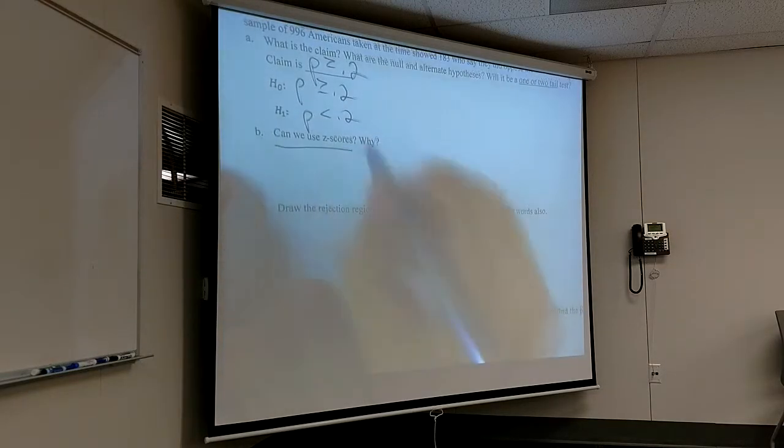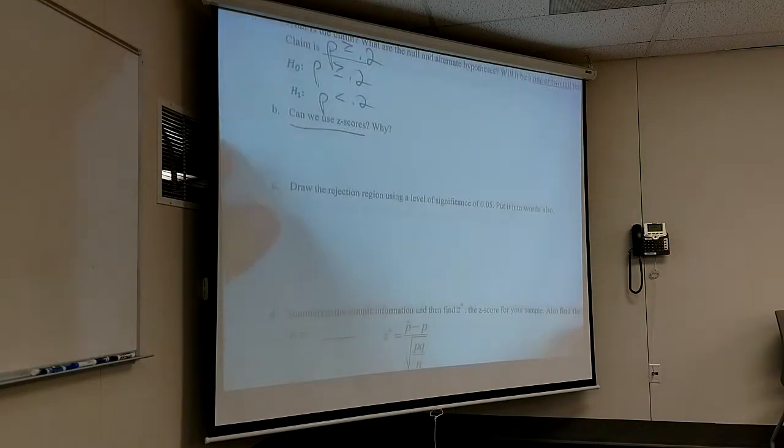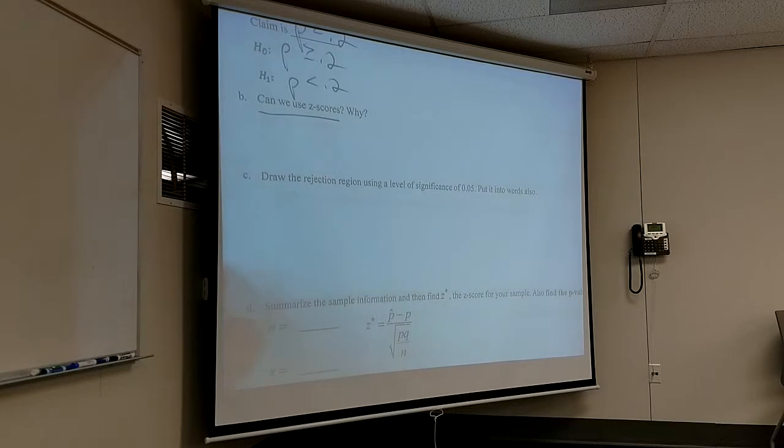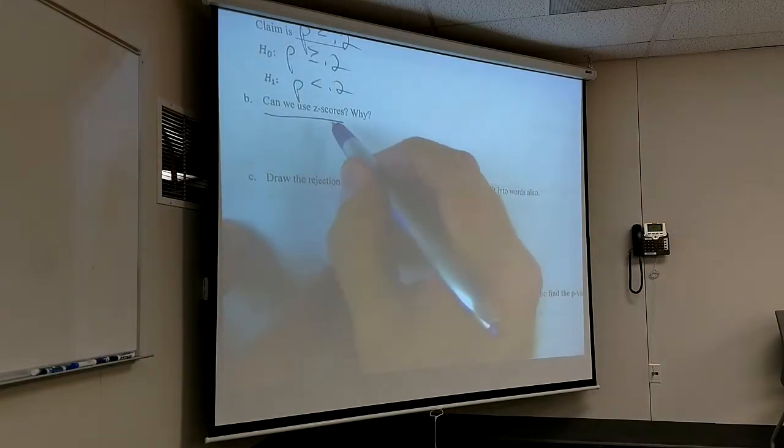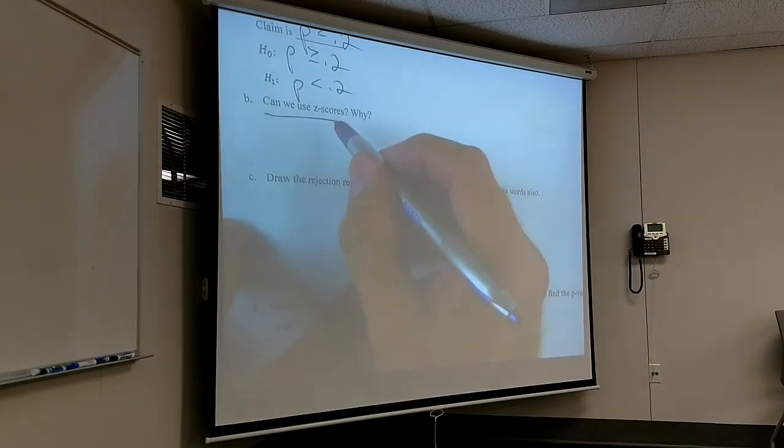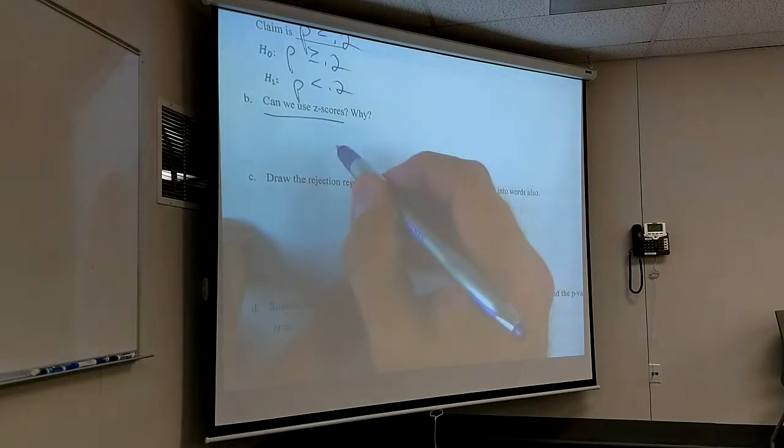Look how nice that was here. Can we use Z-scores? Because you never use T-scores with NPQs. They weren't invented to work with NPQs. Can we use Z-scores? What do I check? So here's the other shift, the other change. Don't tell me N is greater than 30. That doesn't mean anything here. What do I check?